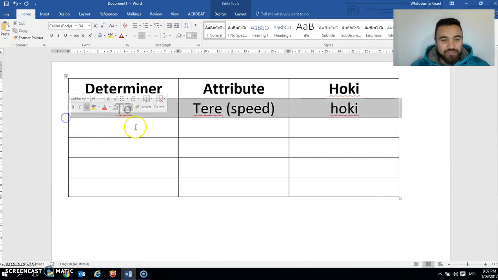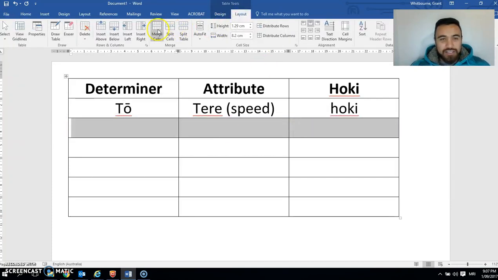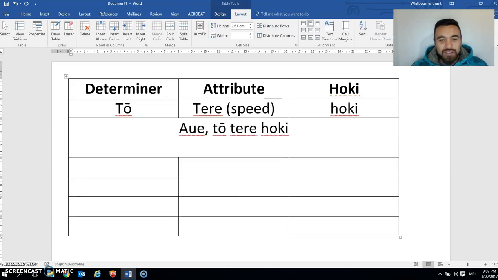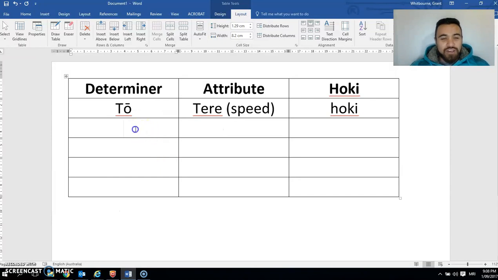I'll write that out actually. I'll just join these. Aue, tō tere hoki, which means oh dear or oh wow, you're so fast. Tō tere hoki versus just tō tere, which would be saying your speed, and it's sort of a half sentence. It doesn't really mean anything without having something there to extend it, and that's what the word hoki does. So I'll just get rid of that. So tō tere hoki. Te atahua hoki.